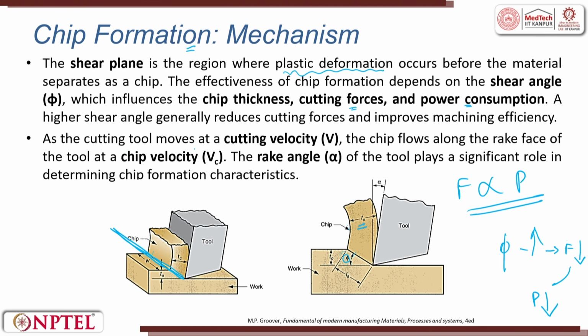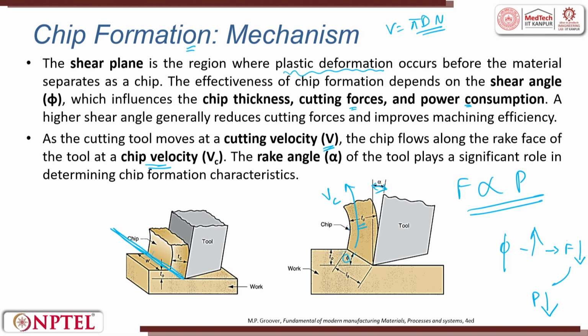As the cutting tool moves at a cutting velocity v, what is v? v equals pi d n. As the cutting tool moves with a cutting velocity v, the chip flows along the rake face of the tool at a velocity of vc. So, the chip that exits goes with a velocity called vc. This is called the rake angle. The rake angle plays an important role, which helps in determining the chip formation characteristics.